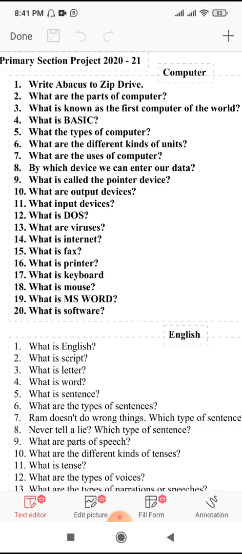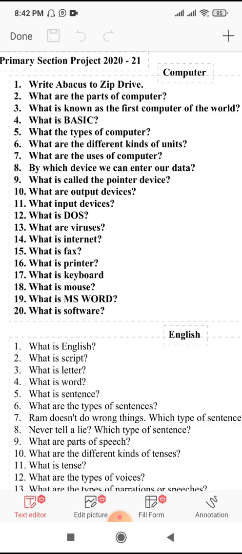DOS stands for Disk Operating System. What are viruses? A virus is a kind of computer program which destroys the working of the computer. What is internet? Internet is the world wide web, where computers are interlinked through satellite.